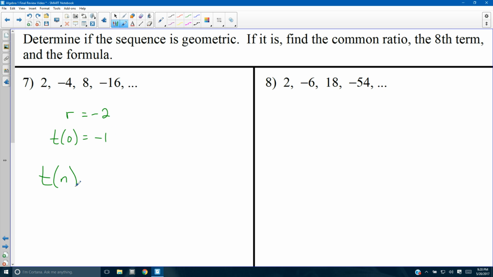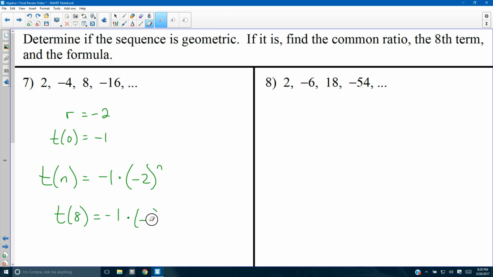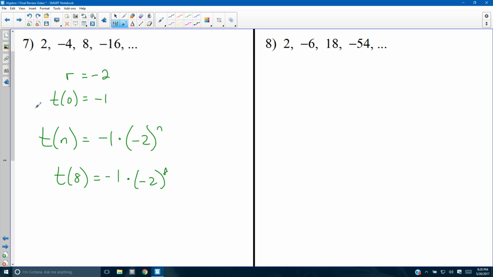So the value of any term can be found by starting from term number 1 and multiplying by your common ratio exactly n times. Okay? Again, don't merge these. Let's find the value of term 8 just this way. Negative 1 times negative 2, whoops, negative 2 to the 8th power. A negative base raised to an even power will be left with a positive number. Negative 2 to the 8th is positive 256. So negative 1 times 256 is negative 256. That's the value of term 8, and there's your equation right there.